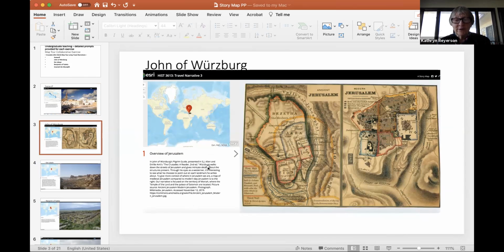My ulterior motive, certainly in this type of exercise, was to get students to read primary sources very closely, very carefully. And in order to do an effective map, they had to do that. And they had to collaborate in that exercise.